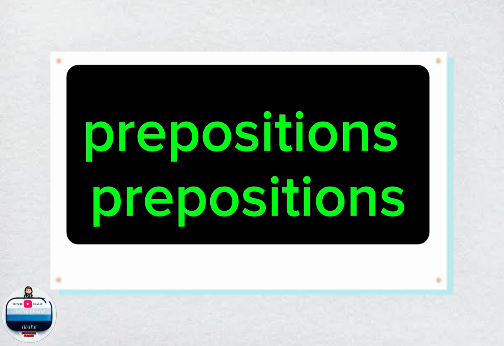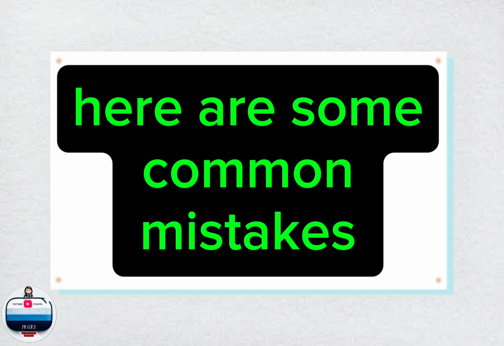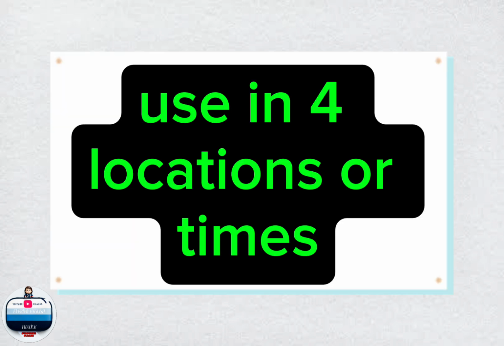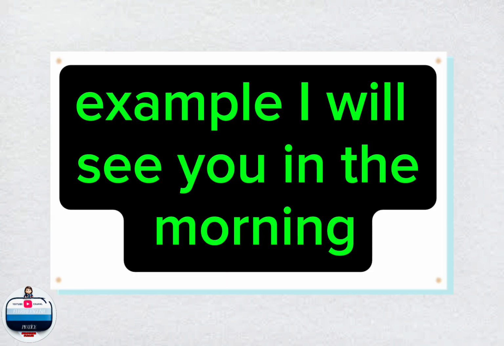Prepositions. Prepositions are small words that show the relationship between two things. Here are some common mistakes. Use in for locations or times. Example: I live in New York. Example: I will see you in the morning.